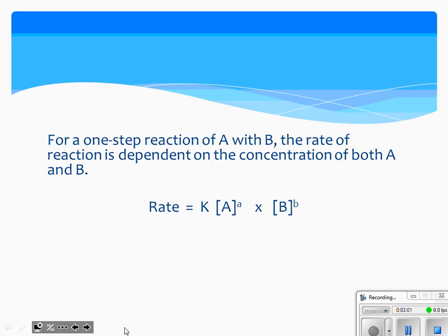the rate is going to equal a constant, which is letter K, that makes it a constant. And these brackets right here around the A simply state the concentration of A. So when we see a bracket, A, we read that as concentration of A. So what could a concentration be?